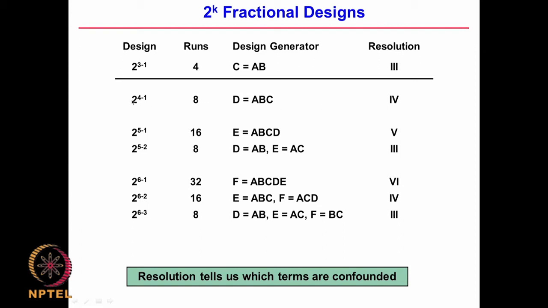So resolution 4 design, this is liked. Resolution 3 design is not liked. So what do you do? 3 parameters or 3 factors. So 2 raised to the power 3, 8 experiments, you don't want to do 8 experiments. So what do you do? 2 raised to the power 3 minus 1. So it is half of 8 experiments, you are doing only 4 experiments. So you replace AB with C. That means AB is confounded with C. So the design generator is I is equal to ABC. And this is a resolution 3 because you have 3 parameters and so on.